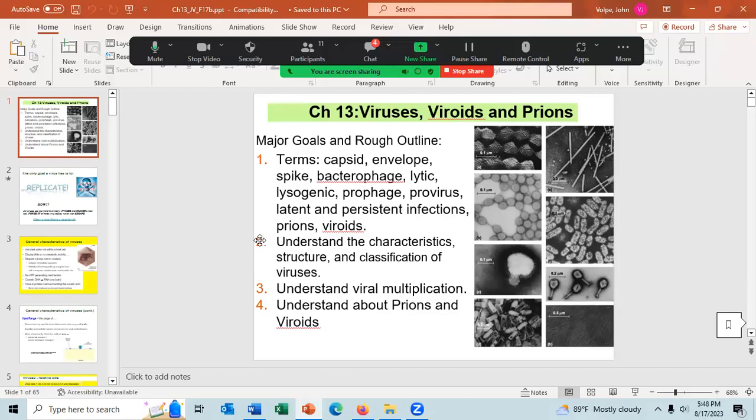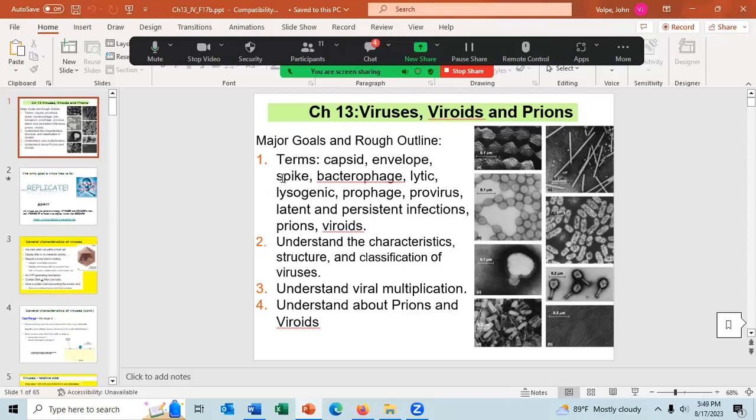This slide is showing you the major goals and a rough outline. Know the terms. What's a capsid? What's an envelope? What is a spike? It's a viral spike. What is a bacteriophage? What is the lytic life cycle? What's the lysogenic life cycle? What's a latent life cycle? What's a persistent viral infection? What is a prophage? What is a provirus? What are prions? And what are viroids? I changed the order there just to put the life cycles together.